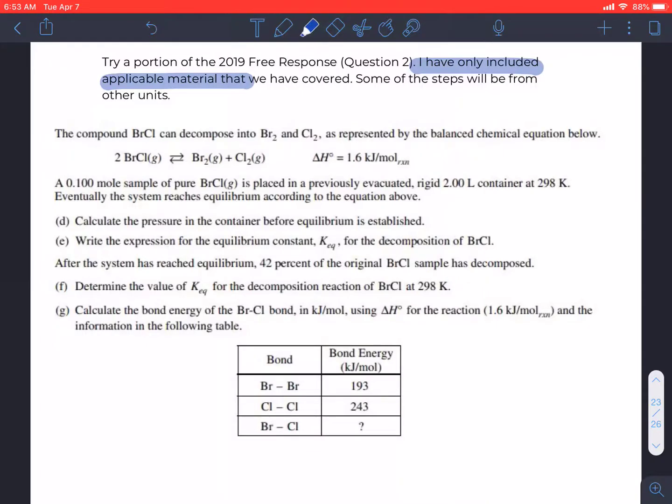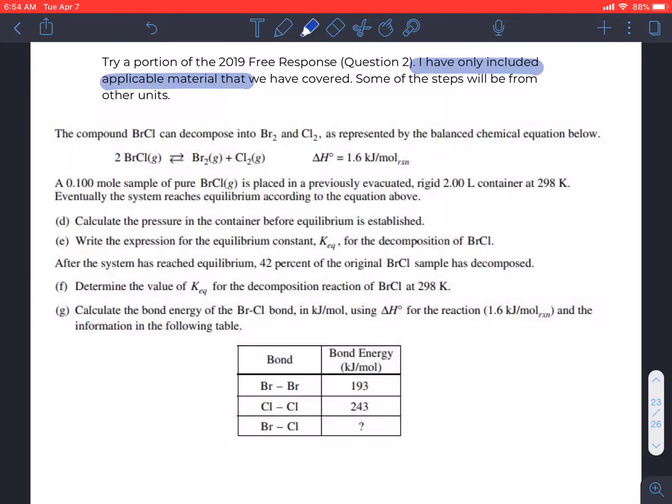Okay, so here is the 2019 free response. This is a partial part of the question. I've only included D through G because this is applicable to this unit. A, B, and C were parts from previous units, and you can access that full question from the email that I sent earlier this morning. So if you want to push pause and try this, we can then walk through and show you what to do from here on.